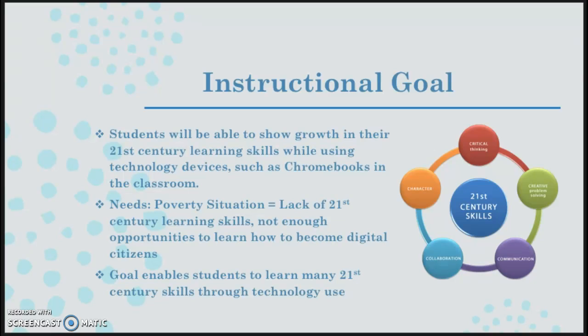And the reason I chose this goal was because it enables students to learn the 21st century skills while using the modality of technology, which students will automatically be more engaged and excited for as they get to use the Chromebooks to learn these skills.